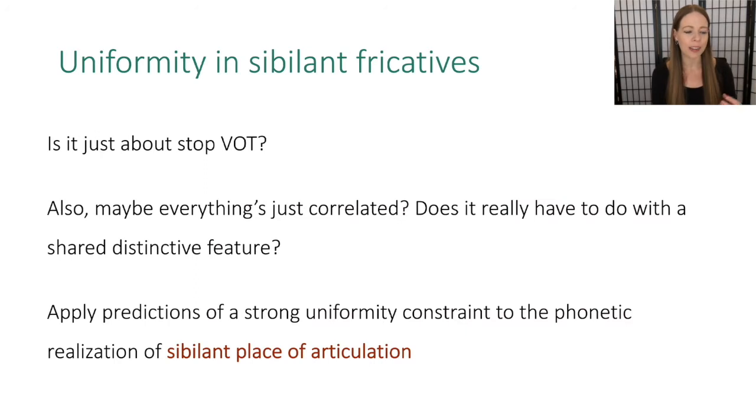So at this point, uniformity and structure variation could just be about stop VOT. Alternatively, it could be that everything's correlated. The speech sounds are coming from the same vocal tract, and so maybe that's the underlying source of the covariation. Does it really have to do with a shared distinctive feature? So in this section, we're going to apply the predictions of this uniformity constraint to the phonetic realization of sibilant place of articulation.